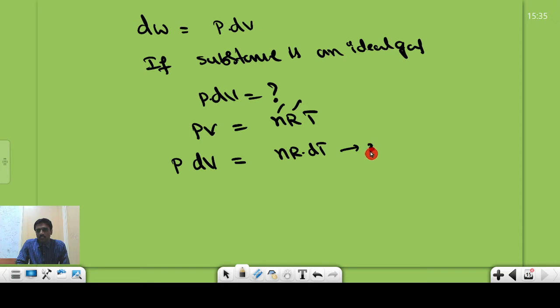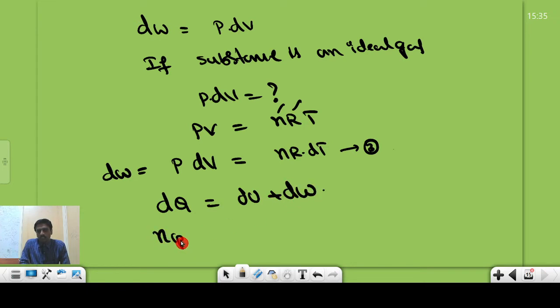Let me take this as equation number 3. Now, substituting the values of dU and dW in the first law of thermodynamics, dQ is equal to dU plus dW, we get dQ equal to nCp delta T is equal to nCv delta T plus nR delta T.